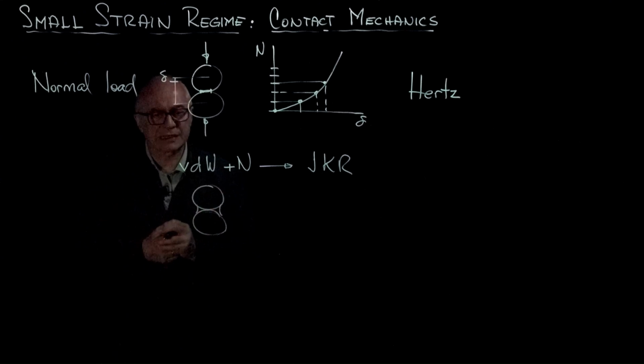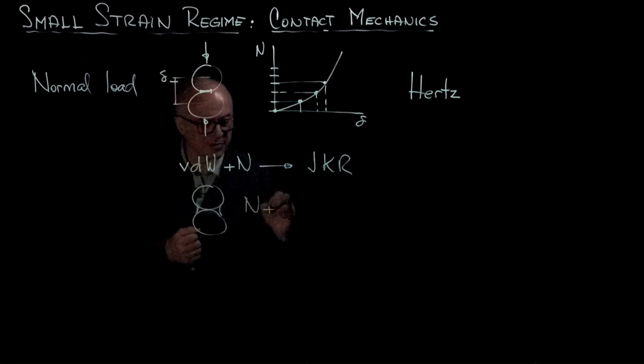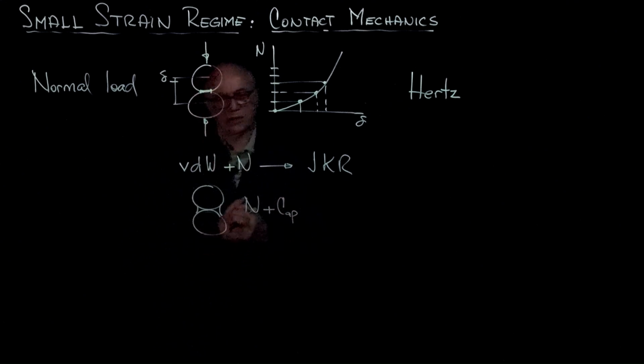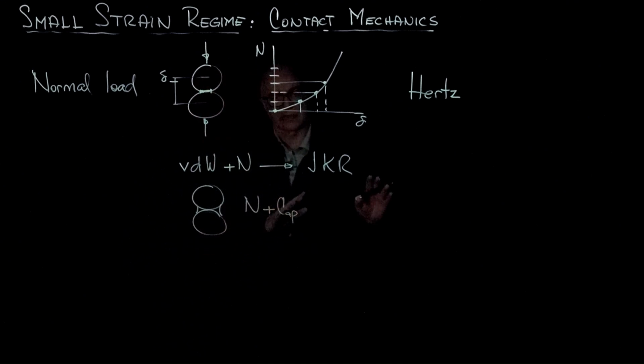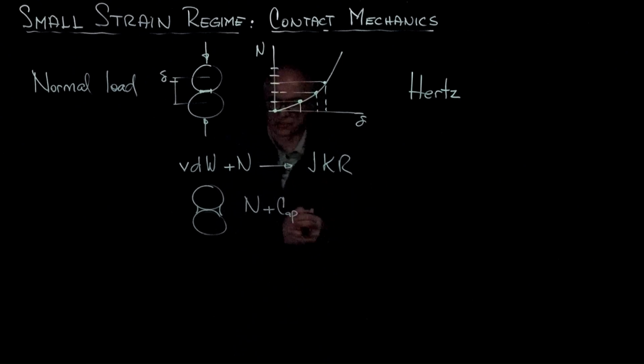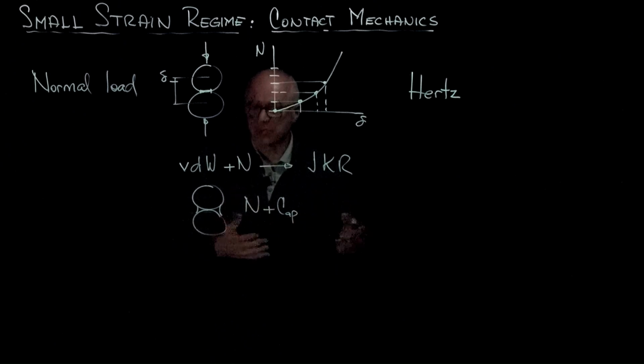More relevant to our normal conditions is that we may have a meniscus at the contact that adds a capillary attraction force. So in this case, we have not only the normal force, but we also have the capillary force. And we're going to talk about this in detail when we talk about unsaturated soils. But you can see that the force is not just the normal force, it's the normal force plus a capillary force that will be modifying the contact.